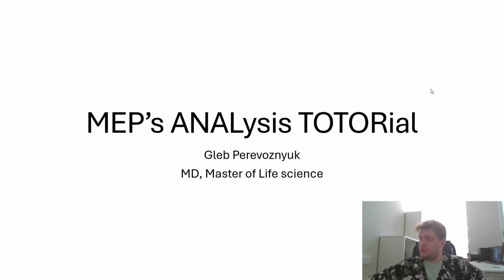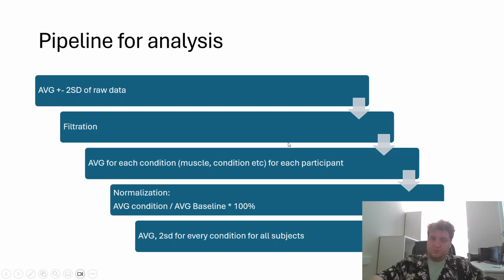So this is what I offer to you: how to do this MAPS analysis tutorial in a simple way. I will show you on the real data, but firstly we need to do averaging plus and minus 2SD of the raw data. This is an important step. Then we need to do a filtration. I will show you how to do it. This is just a pipeline.